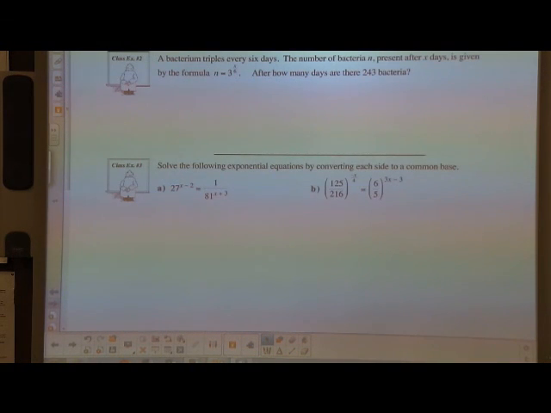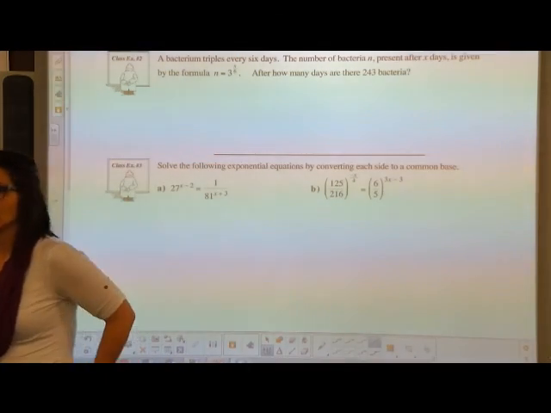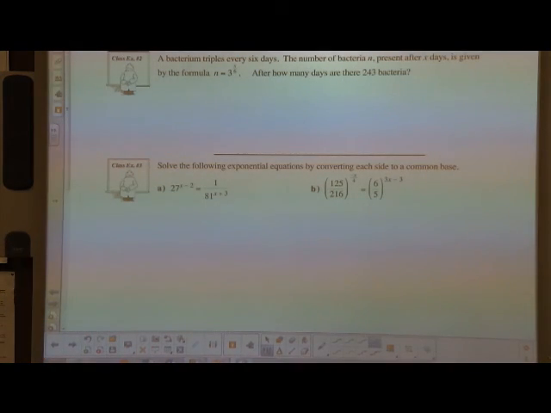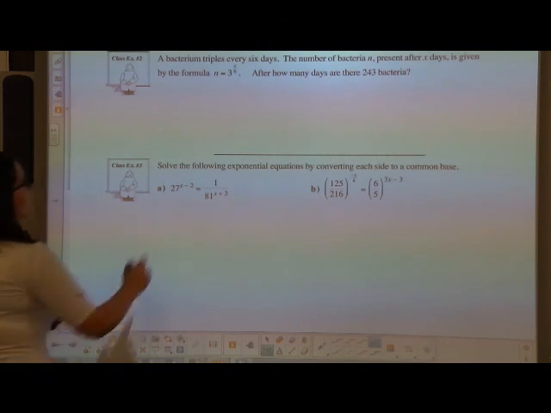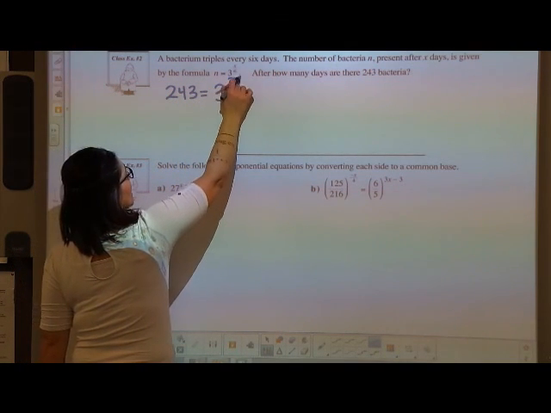A bacterium triples every 6 days. The number of bacteria present after x days can be given by the formula n equals 3 to the power of x over 6. After how many days are there 243 bacteria? So the number 243, what variable does that represent? My n or my x? n. So 243 will equal 3 to the power of x over 6.